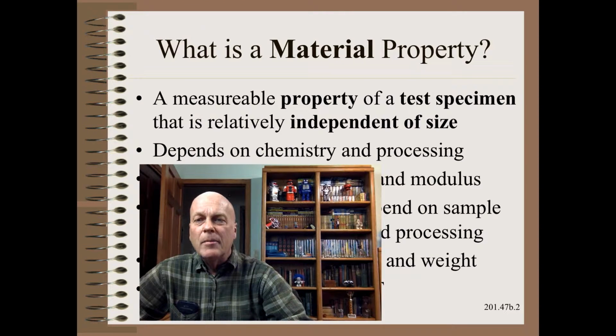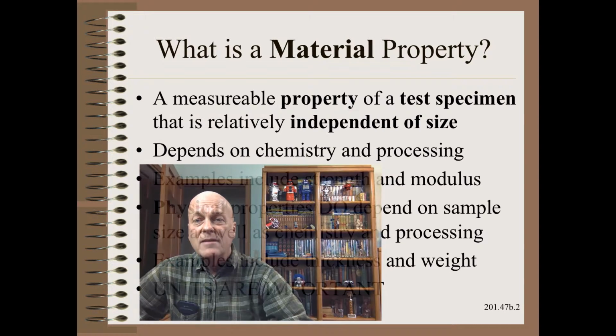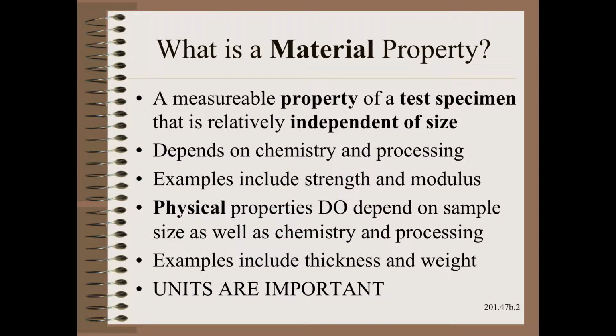Before we begin, it would be useful to define a material property and how it differs from a physical property, as both are measured in test labs. A material property is something you can measure on a test specimen that is relatively independent of physical size. Commonly tested properties include strength and modulus, and they depend mostly on chemistry and processing. On the other hand, a physical property does depend on size. Examples include thickness and weight.